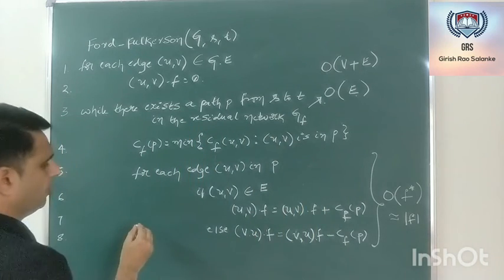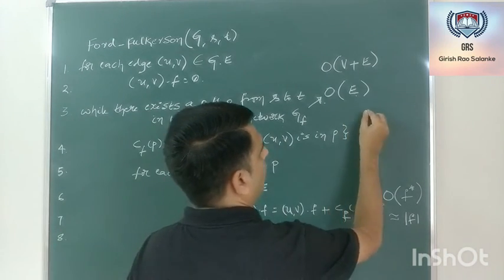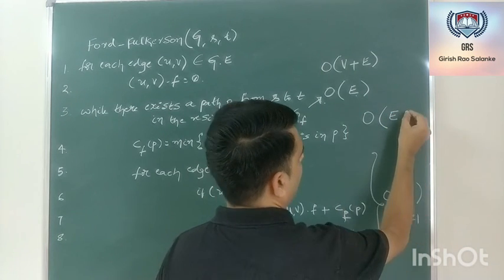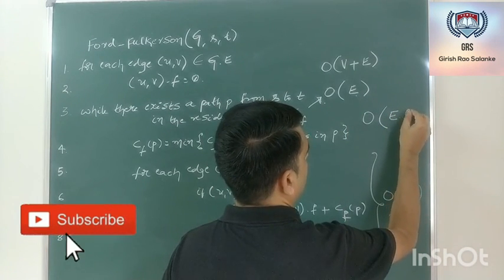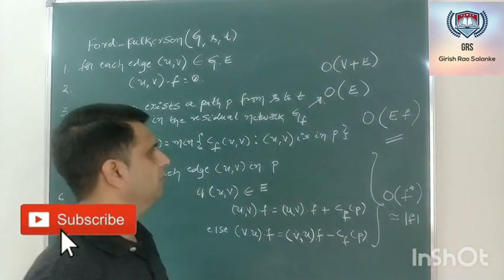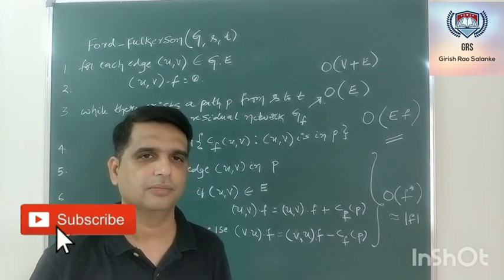Hence, the total time complexity is big O of E times F star, or I can write it as E times F, where F is the max flow. So this is the time complexity of the Ford Fulkerson algorithm.